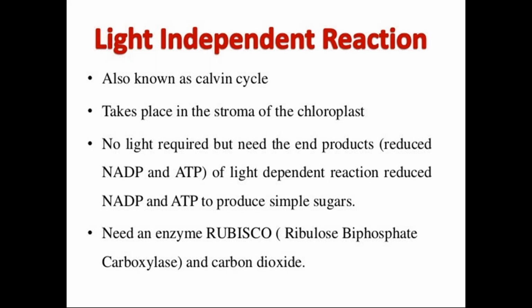First main point, it is called Calvin cycle. Why is it called Calvin cycle? Because it was discovered by the scientist named Melvin Calvin. The other name of this cycle is C3 cycle. Why is it called C3 cycle? Because the first stable product that is formed is a 3-carbon compound, that is phosphoglycerate, PGA.